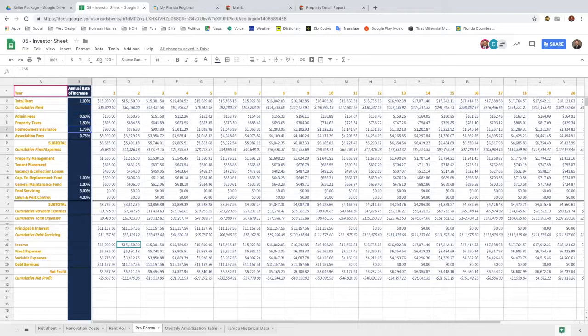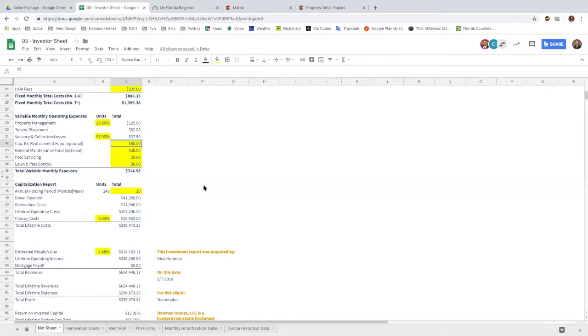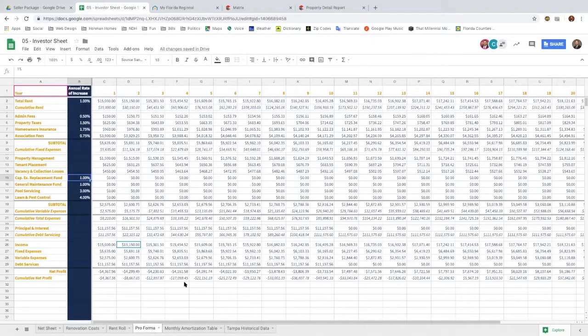It's also saying, if homeowners insurance goes up, if property taxes go up, if HOA fees go up, all of these different things. Also, we can take a look at, maybe we don't want to put any money into our CapEx and our general maintenance fund, or we save $100 a month. How does that factor into our pro forma? Instead of losing $5,500 a year, now we're only losing $4,300 a year, in which case our break even is much sooner.